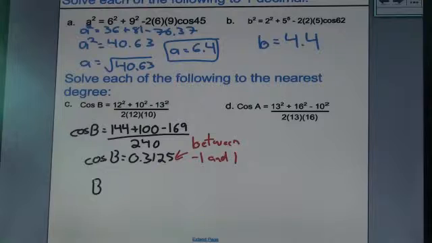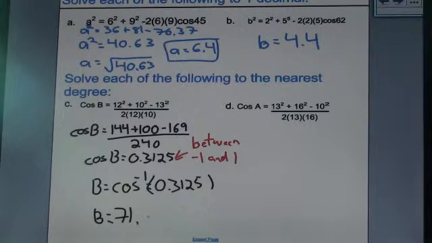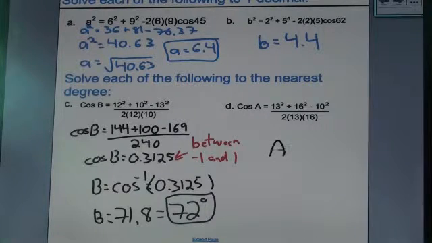So again, to get the b, we take the inverse cosine. And finally, I get 71.8, which in the end rounds to, because we like our angles always to the nearest degree, 72 degrees. Again, pause the video, see if you can get this one. In D, I was able to solve angle A to 39. You should check that you were able to do that following the same procedure.